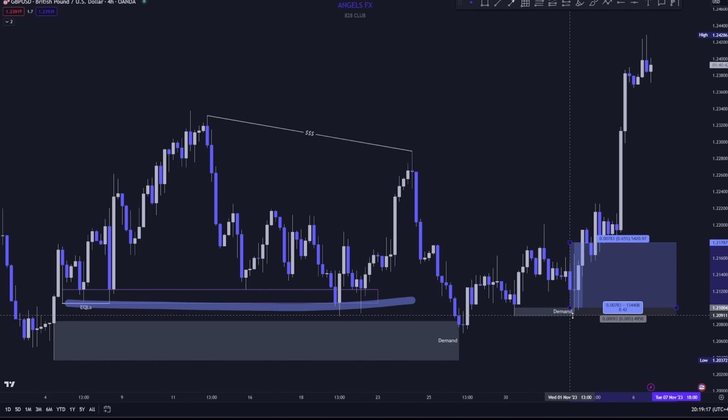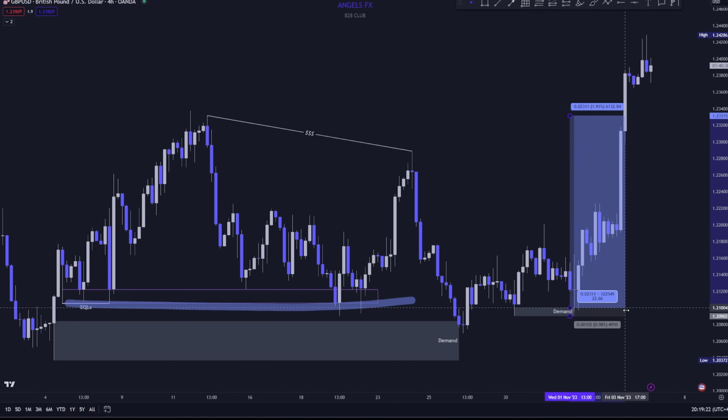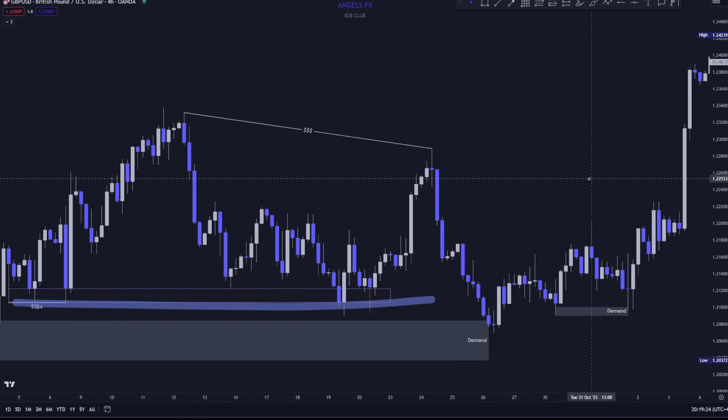Okay, we catch this nice move from this demand. We caught it in our premium members. I can show you an example. Look at how our take profit was here, 1 to 20. Okay, it was nice. I like this move.